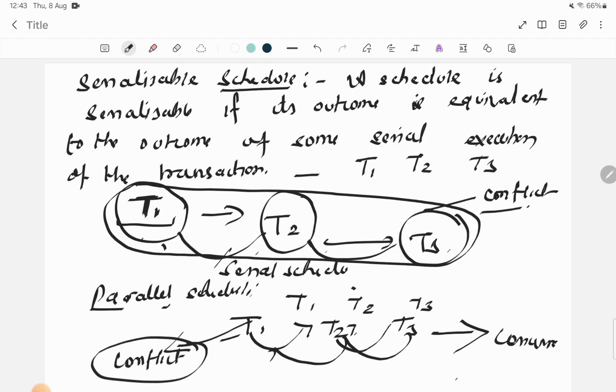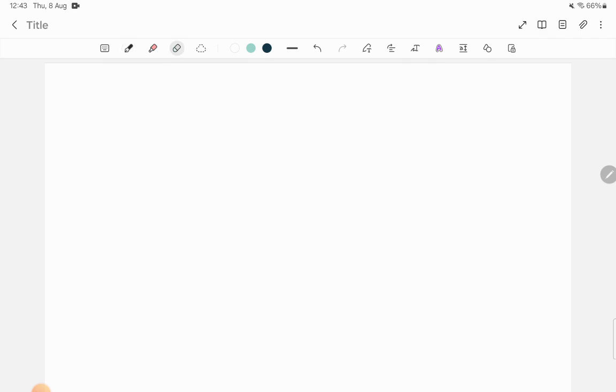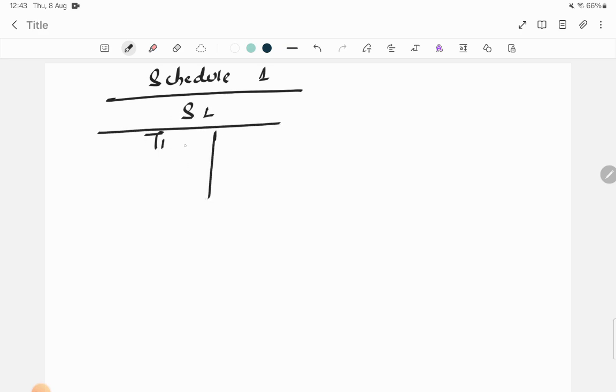Okay, so you can get this. Now let me give you an example regarding the serial schedule, so it will be easy for you. Suppose, as I told you, we have a schedule 1, which is represented by S1. Inside S1 we are going to have two transactions, T1 and T2.